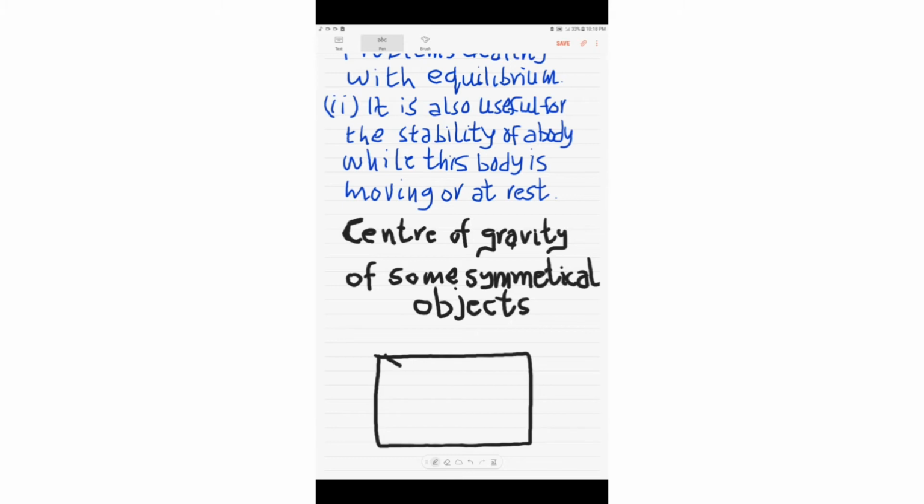This is one diagonal, which is obtained by joining the opposite corners. This is another diagonal. These two diagonals intersect each other at a point. This point is its center of gravity. If you want to balance this rectangular object on the tip of a pencil, you can balance it at its center of gravity.